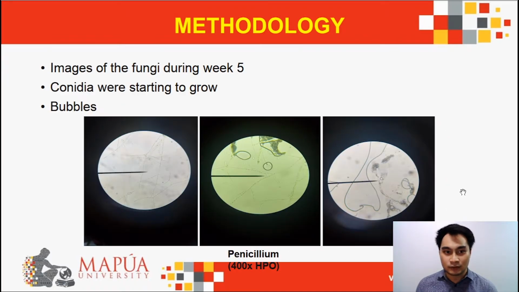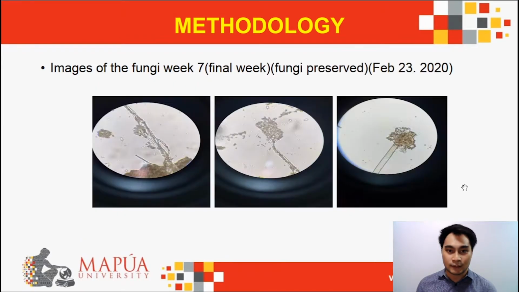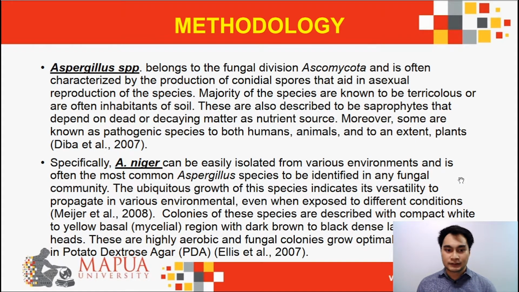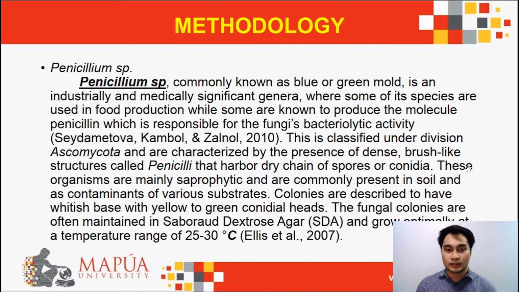So after 5 weeks, it is a part of fungi. It's starting to grow on week 5. Then in final week, a fungi 7-week-old. Here is the final view of the fungi cultured. Here is additional information about our fungi, which is the Aspergillus fungi and the Penicillium fungi. It is only a brief background of those fungi that has grown in our slides.